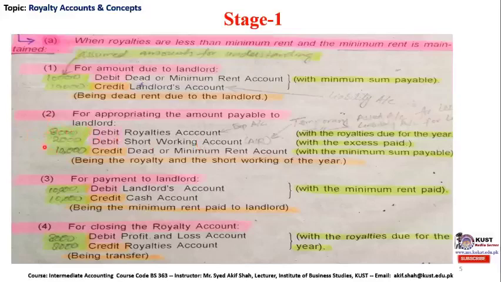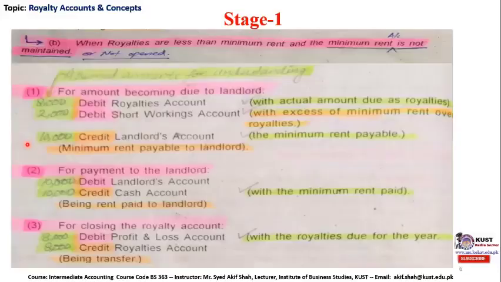However, this short working is recoupable or recoverable in the subsequent years if the company has utilized the mine at maximum capacity and its royalty fee becomes in excess of the minimum or dead rent. So we will see an example where the company's royalty fee will be greater than the minimum rent, and then the company will recoup this short working from the landlord. We have also discussed when minimum rent was not maintained, and then we got certain changes in the accounting entries over there.